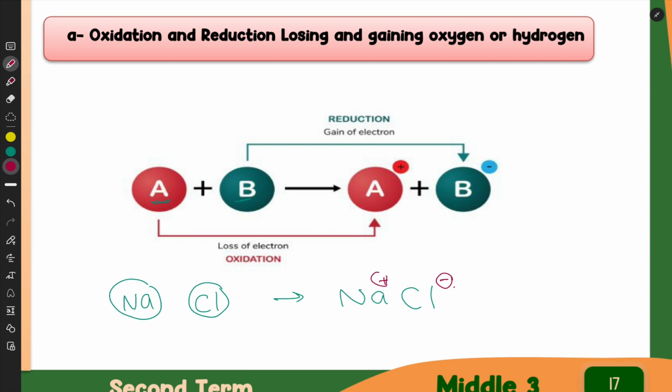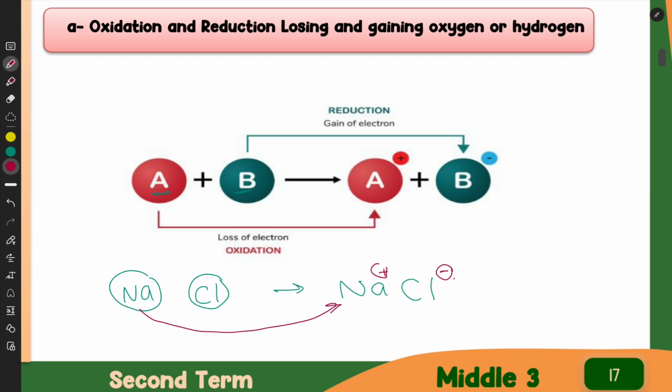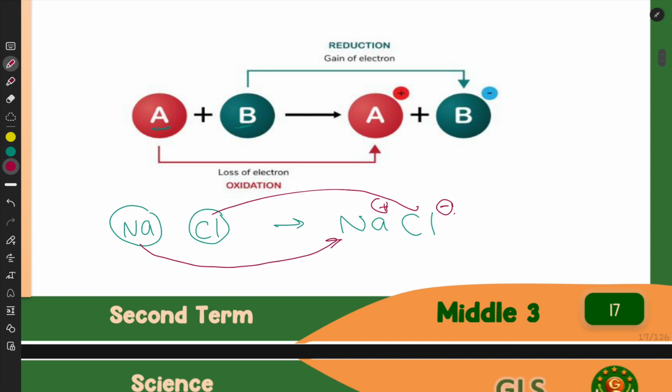Okay, this is great. So what will happen to the Na? Na lost one electron, so the atom that loses one electron undergoes oxidation. And the atom like Cl that gained this electron undergoes reduction. So the atom which loses undergoes oxidation, and the atom which gains undergoes reduction. Another one.